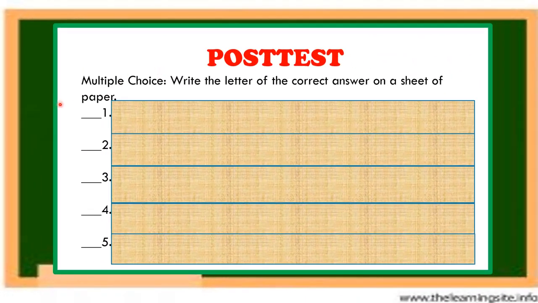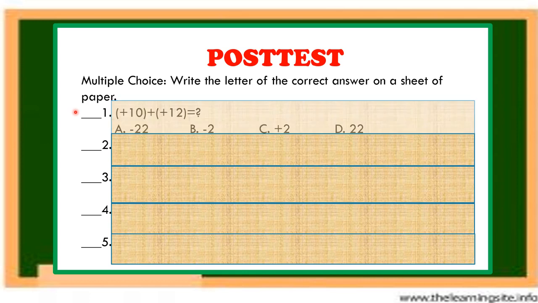We are now ready to answer the first test. Multiple choice. Write the letter of the correct answer on a sheet of paper. Number 1, positive 10 plus positive 12. Letter A, negative 22. Letter B, negative 2. Letter C, positive 2. Letter D, positive 22.